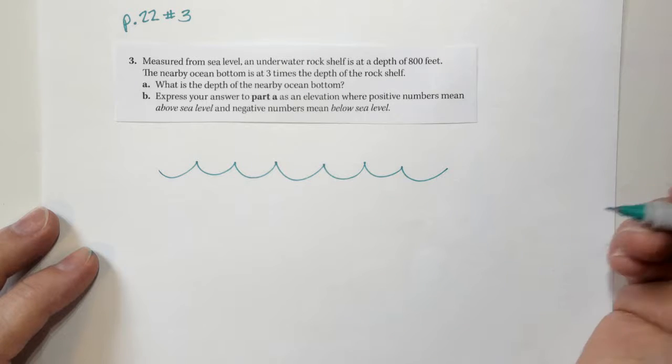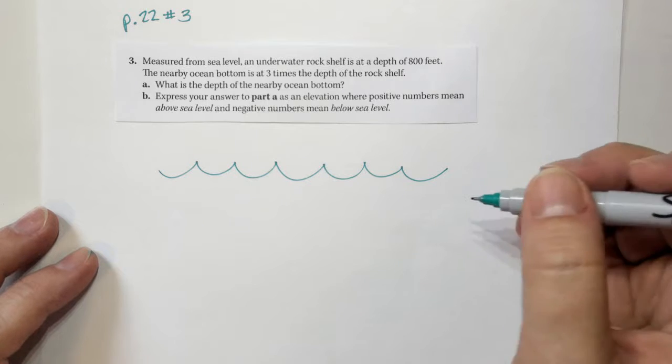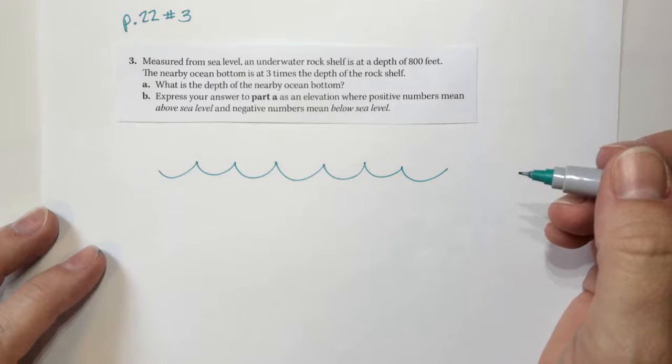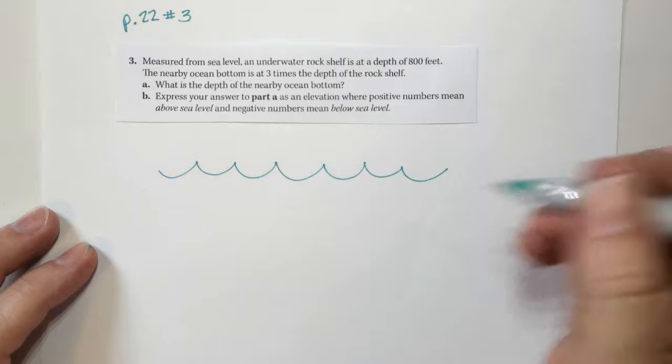Okay, I'm going to reread, and as I reread, to help me make sense of the word problem, I'll continue to draw my picture. I love to draw pictures while I'm doing these. Measured from sea level, an underwater rock shelf is at a depth of 800 feet.